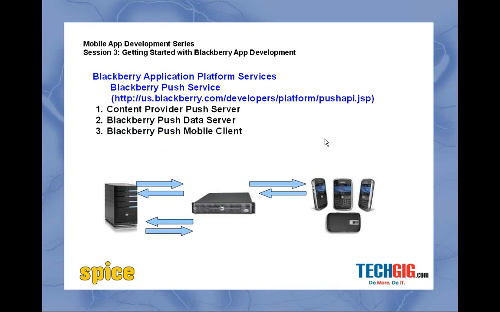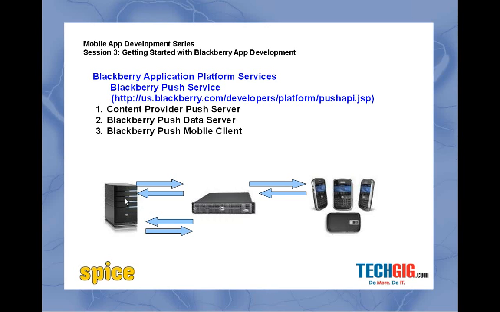In the BlackBerry push service, you can get more details at this URL, us.blackberry.com/developer/platform/push-api.jsp. There are three components in these platform services. These are the devices, where the push is received, like email notification or email push. This is the BlackBerry push data server. It can be BES MDS, or it can be operator hosted or provided by Research In Motion. And this is the application content provider, like myself. If I have an application and I want to push something, my server side application would be deployed here, which wants to send a push onto this device.